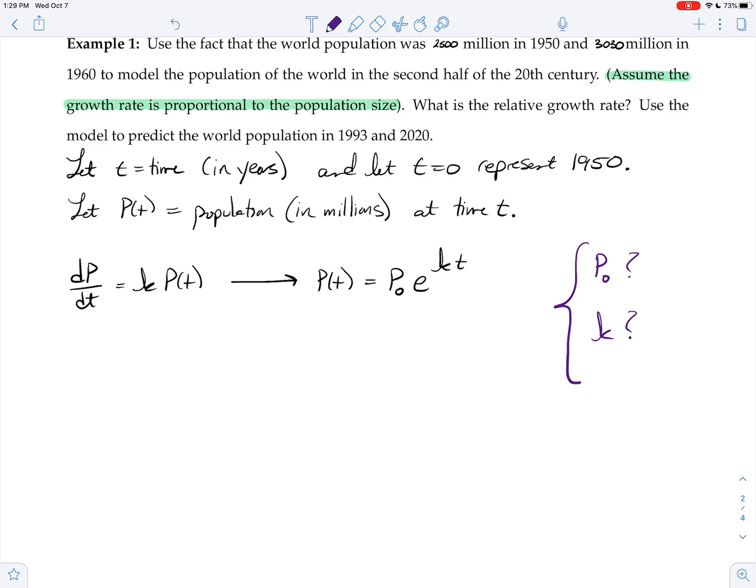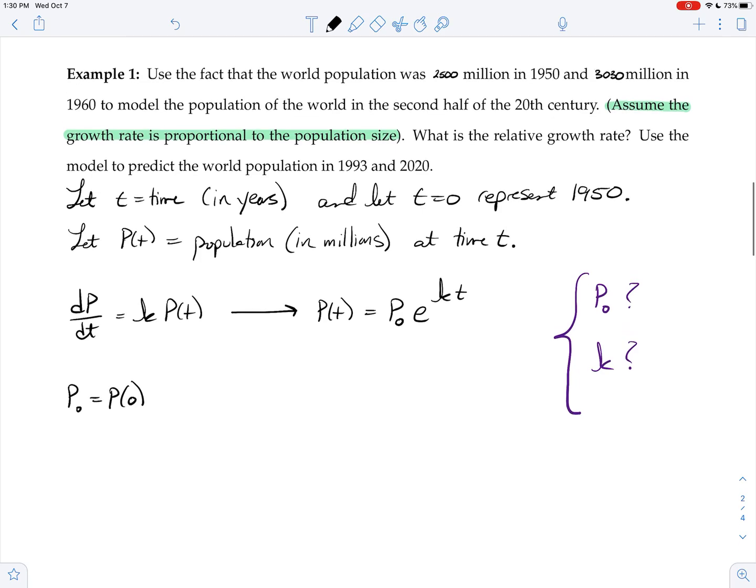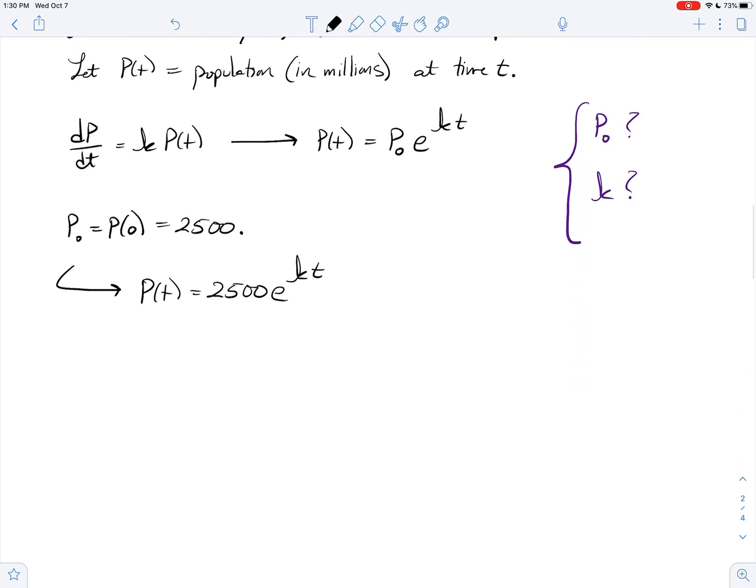And so you need to realize that P naught is just P of 0. That's the population in 1950, which we're assuming is 2,500. Okay, so we got that. Check, that's good. And so now we can say a little bit more. We can say P of t is now 2,500 e to the kt. And so now we're left trying to figure out what k is.